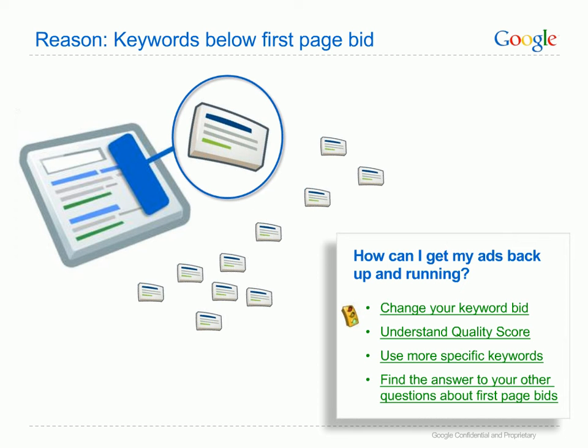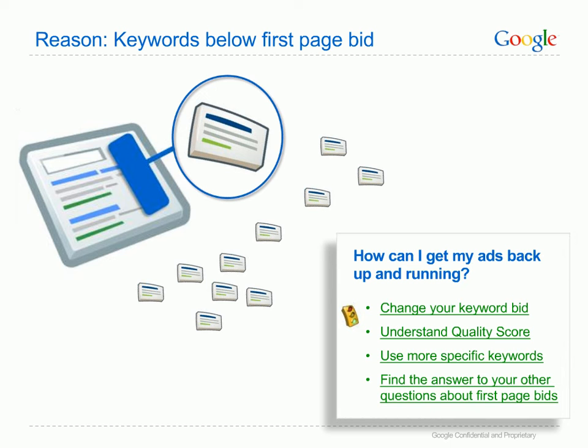If you aren't seeing your ad because your keywords are below first page bid, it means that either your quality score, your bids, or both are too low. You have two options to get your keywords back on track. The first is to change your first page bid to the recommended amount or to an amount you're comfortable with. Keep in mind that first page bid estimates are intended to give you greater insight with which to plan your bidding strategy. They aren't a guarantee of place or position.